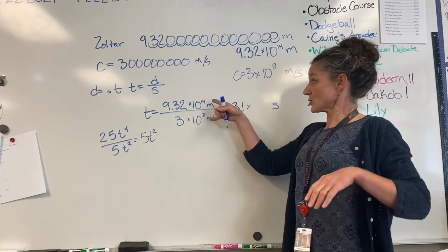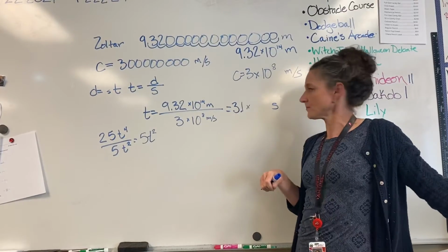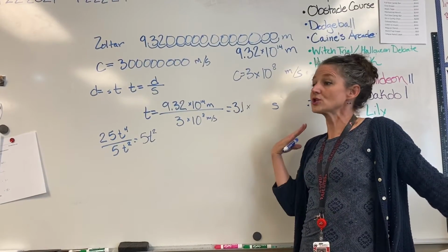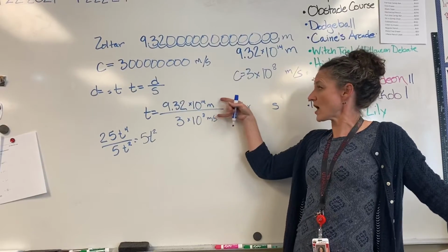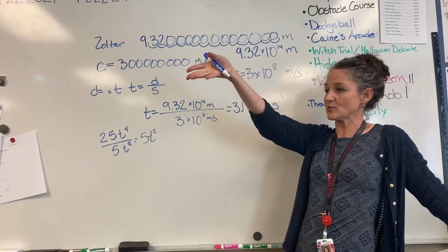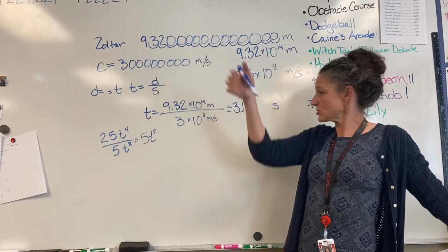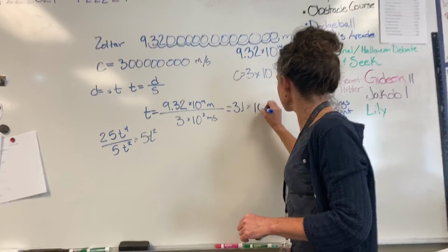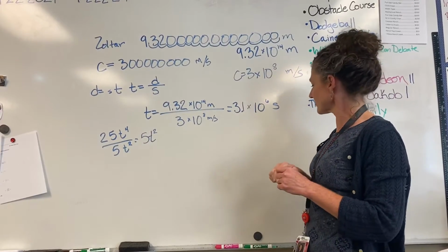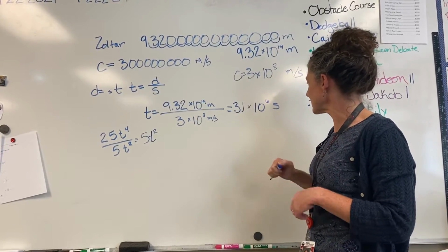So I have 10 to the 14th divided by 10 to the 8th. I just subtract 8 from 14 because why? When I'm dividing numbers in exponential form, what do I do with the exponents, Morgan? You subtract. So we have 10 to the 6th seconds. By the way, 10 to the 6th is a million. So I have 3.1 times 10 to the 6th seconds.